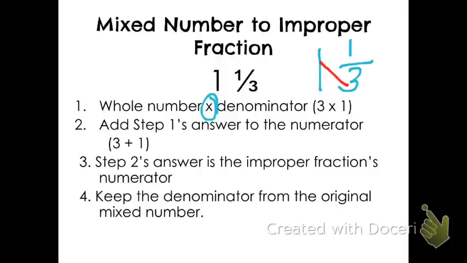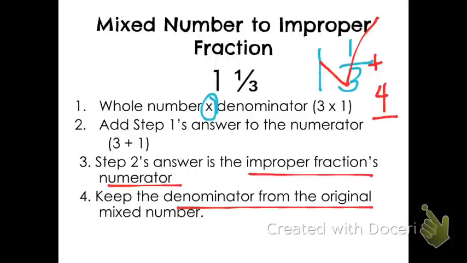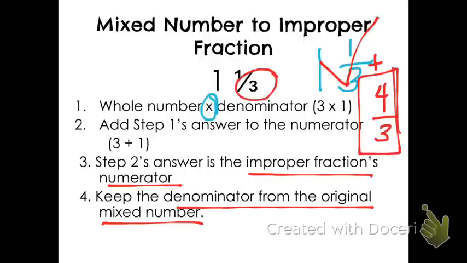Then you add step 1's answer to the numerator. So 1 times 3 is 3, plus whatever is on top gives me 4. Step 2's answer is the improper fraction's numerator. Keep the denominator from the original mixed number. Whatever is right here remains my denominator. So I would end up with 4/3.